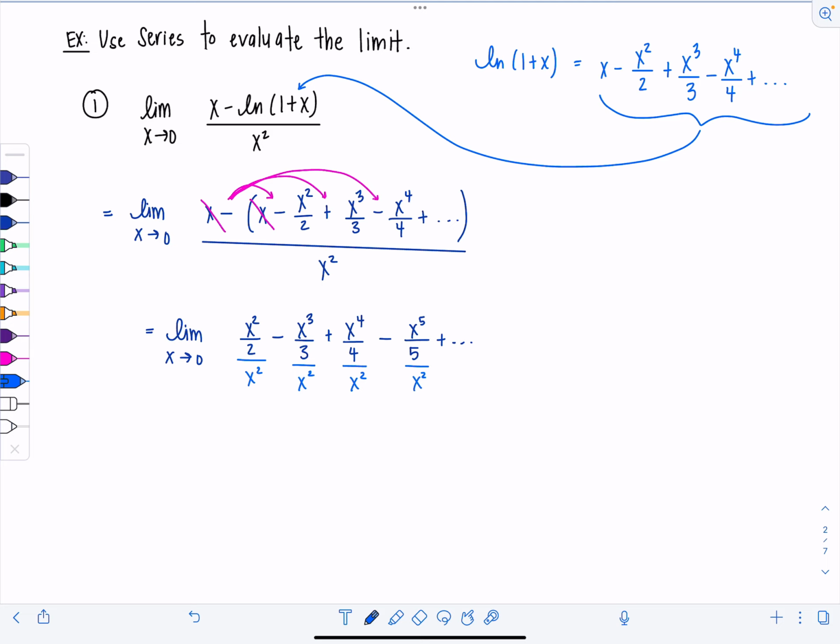All right, so then let's see what's going to result. We'll have the limit as x approaches 0. Now in this first term, these x squareds will just cancel out completely. So all I have left is 1/2.